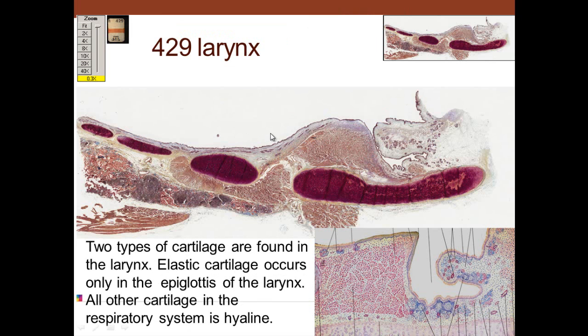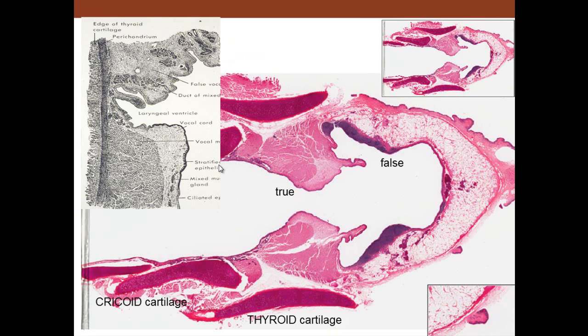And here we see a larynx. This is a true vocal cord, and a false vocal cord in through there. This is the thyroid cartilage, and this is tracheal cartilage in through there. There are two types of cartilage found in the respiratory system. Elastic cartilage only occurs in the epiglottis. All the other ones are hyaline cartilage. So these are hyaline cartilage in here, and the elastic cartilage that we just saw is in the epiglottis.